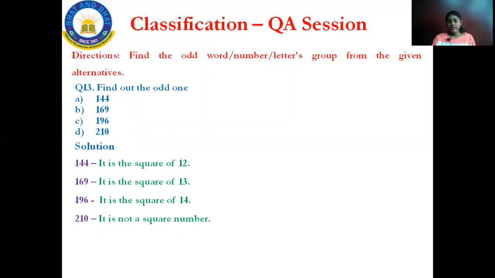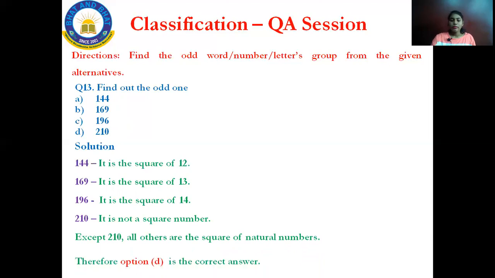Let me explain this again. So what is the correct option? Except 210, all are squares of natural numbers. Therefore option D is the correct answer. I'll explain it once more. Your question is find out the odd one and your options are 144, 169, 196 and 210. If you go through the square numbers, you can easily find the answer. 144 is 12 into 12, that is 12 square. 169 is 13 square. And 196 is 14 into 14, 14 square.